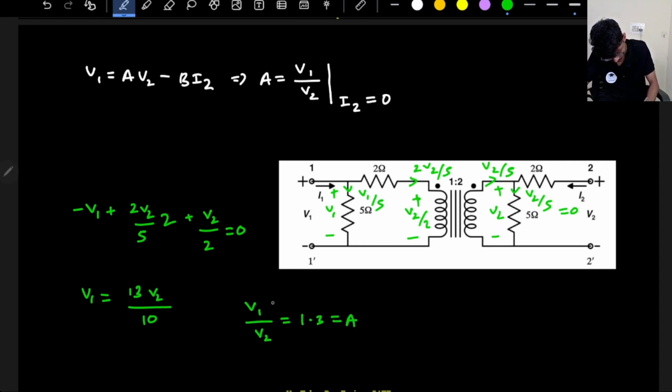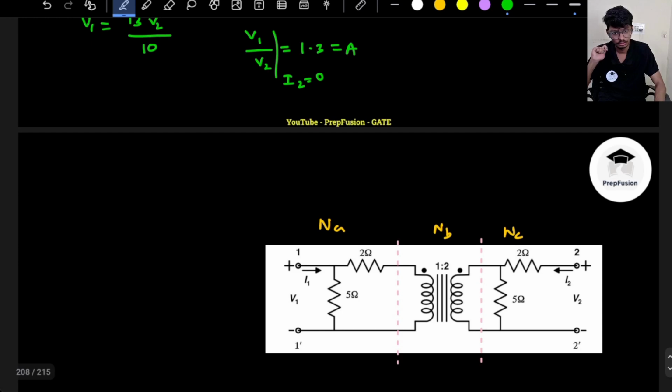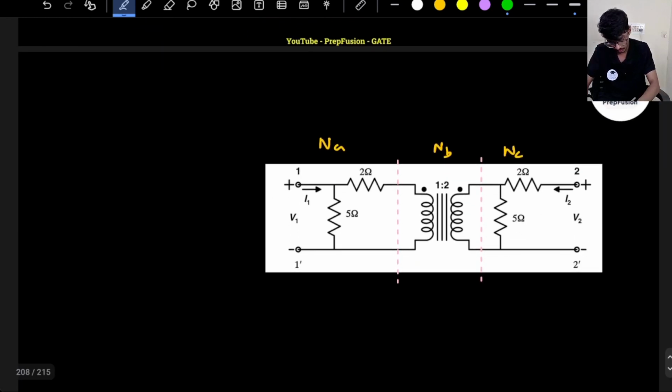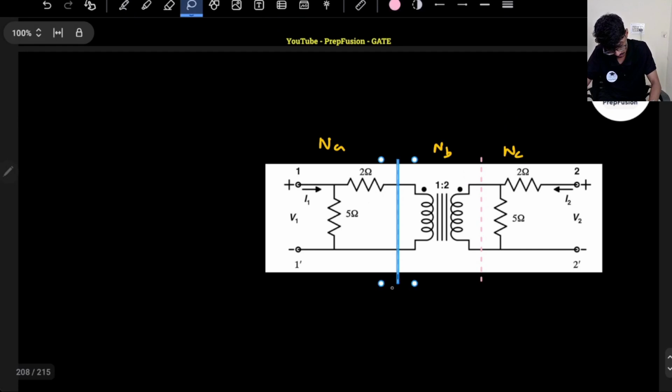This is my A, right, when my I2 is 0. So like this you can directly calculate. Okay, the easier one. Of course you can calculate the other parameters as well, but there is another way as well. You can convert this into individual networks. I will give you this as homework. This you convert into individual networks.